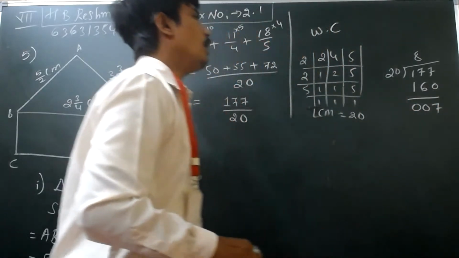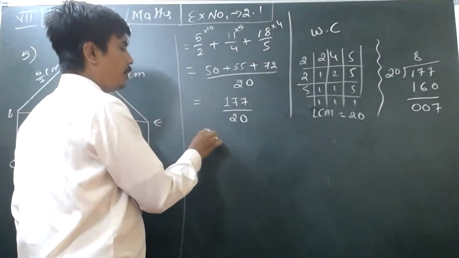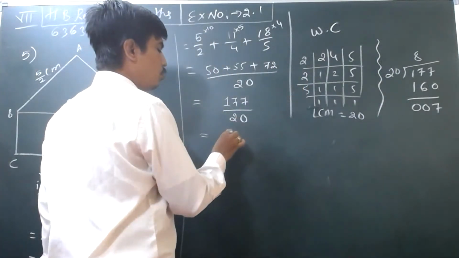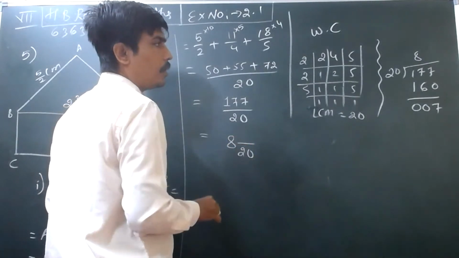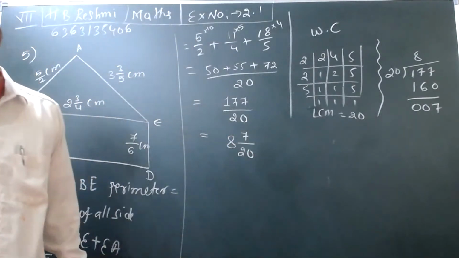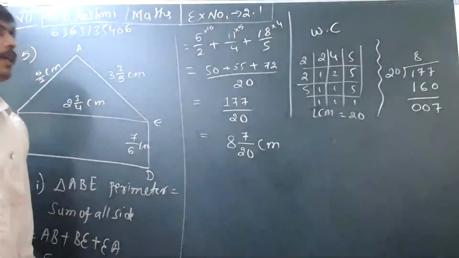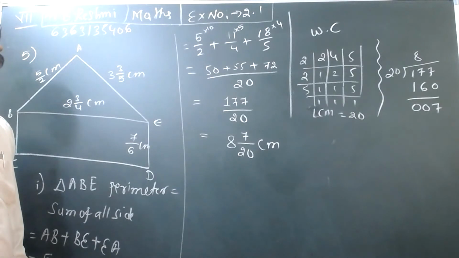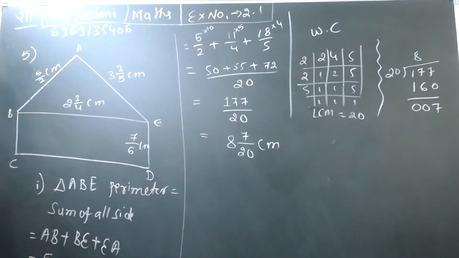So I can convert the improper fraction into mixed fraction. The quotient should be written in whole number place, and the divisor should be written in the denominator. Remainder should be written in the numerator. And it is given in centimeter or what? Yes, it is given in centimeter. If it is given in centimeter, write it as centimeter. And if it is given as millimeter, millimeter you write. Kilometer means kilometer you write. Now first question of this bit, fifth bit, first question. Now second question.